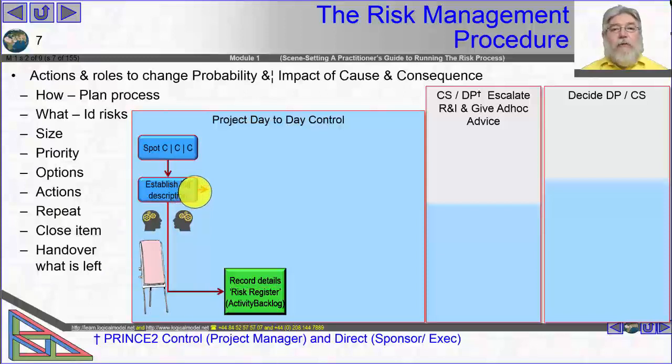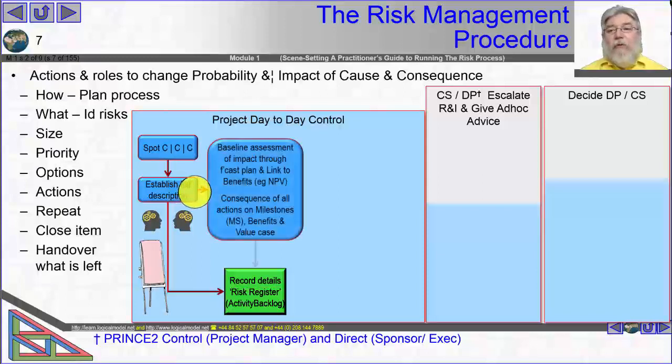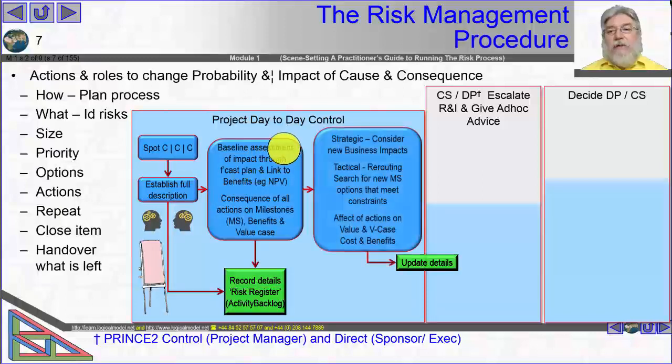So having established a full description, or having actually started with a fragment, what we want to do is an assessment, a baseline assessment of the impact. And that means looking at our backlogs and our forecast plans and asking questions like, how does this affect the investor's business proposal, for example, the net present value, or what other form of benefits they are pursuing? So we think of the consequences of that condition, and from its causes and its consequences, how that affects our milestones, our benefits, in fact the total value case and the total cost case that the project is exposed to. And we may update our records. We certainly need our records updated at some time.